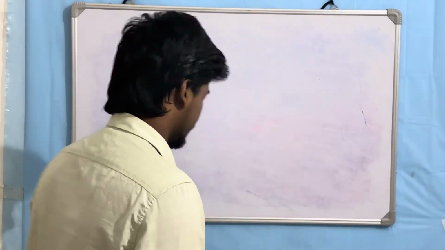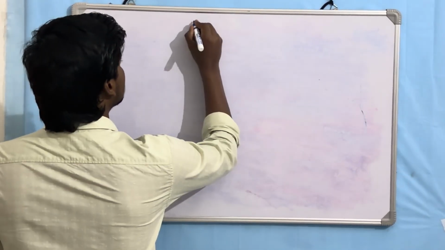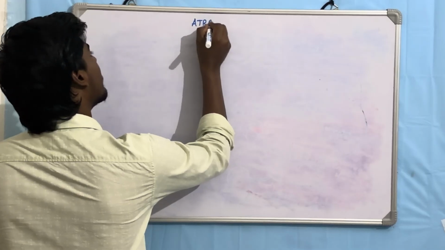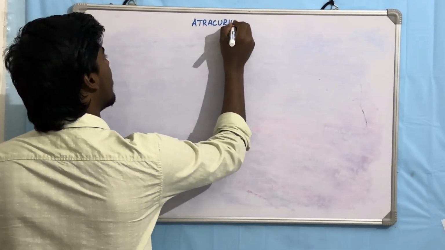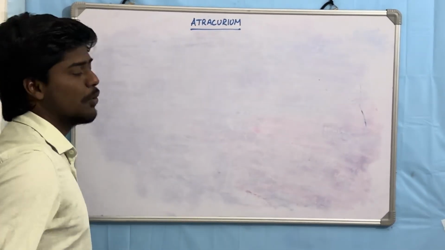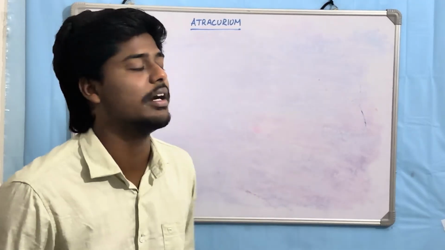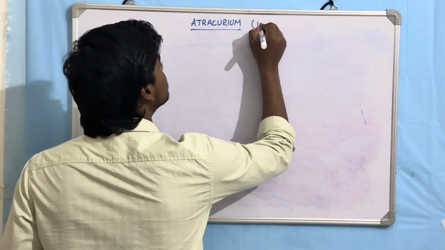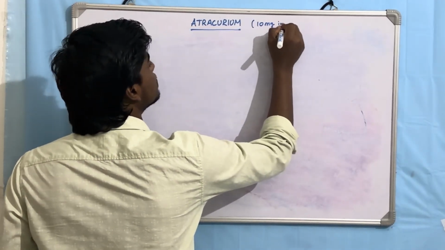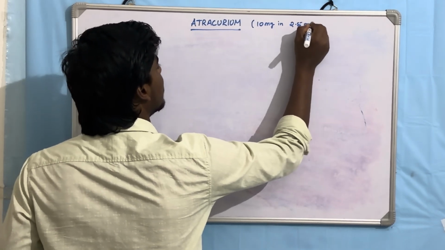This is Paramedical Students. Today we have learned in this video one of the most commonly used muscle relaxants. That name is Atracurium. Atracurium comes in a vial of 2.5 ml. Each ml contains 10 micrograms, in 2.5 ml active.